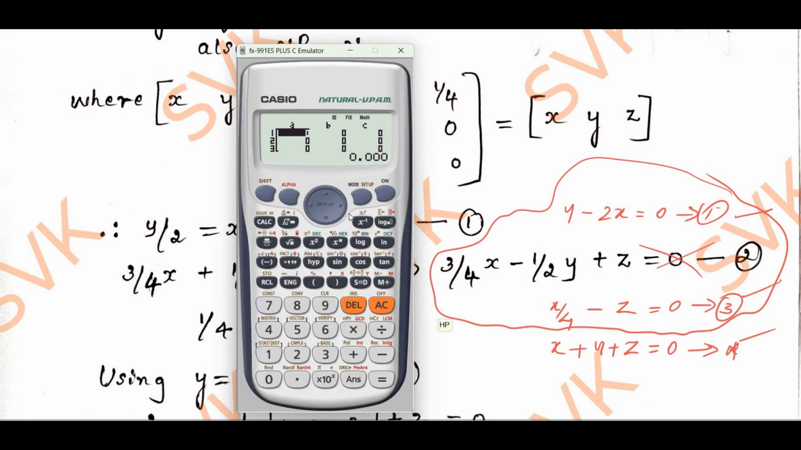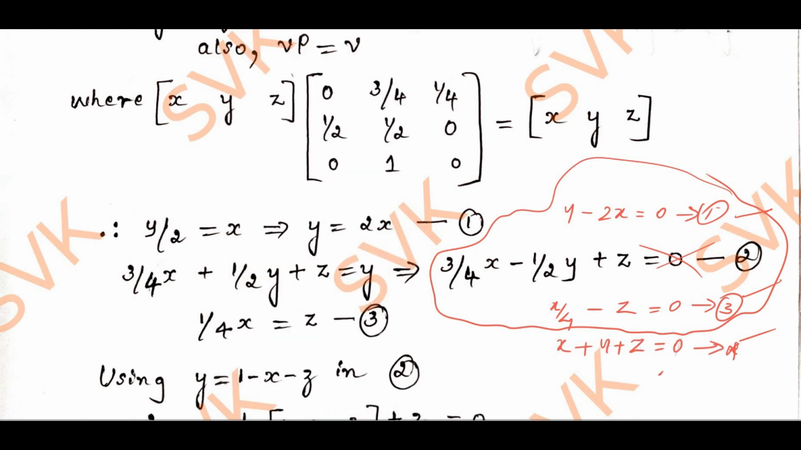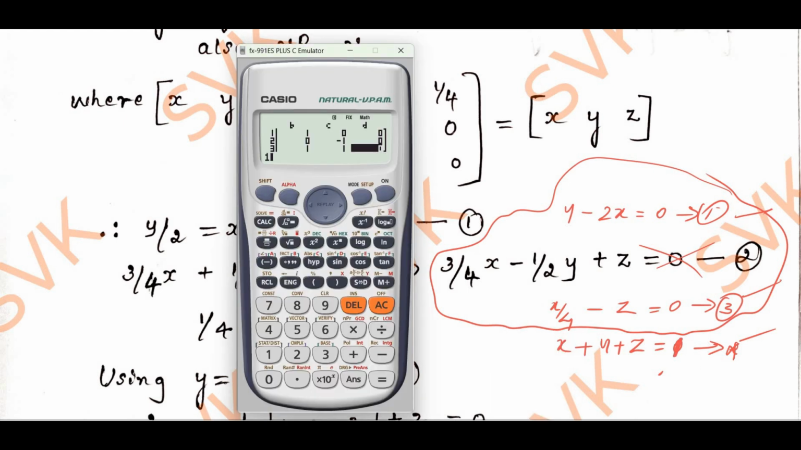From the first equation, the coefficient of x is -2, the coefficient of y is 1, the coefficient of z is not there, so 0, and the constant value is also 0. Going with the second equation, that is equation 3, the coefficient of x is 1 by 4, the coefficient of y is absent, so it is 0, the coefficient of z is -1 and the constant value is also 0. Going with equation star, the coefficients of x, y, z are 1, 1, 1, and this should be equal to 1. Make this correction: this is not equal to 0, this is equal to 1. So substituting the constant value as 1.